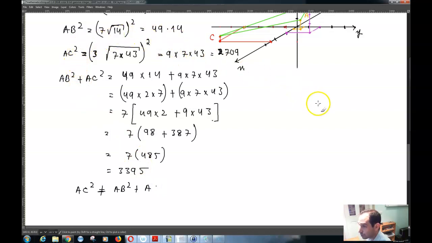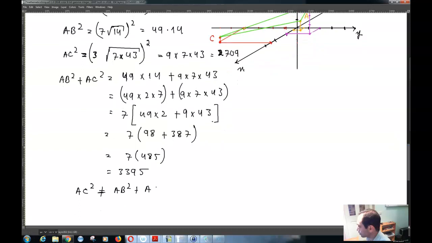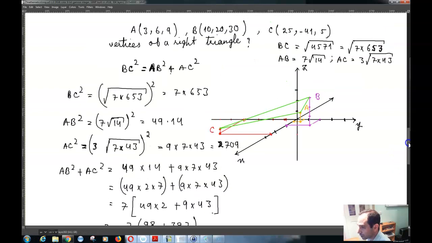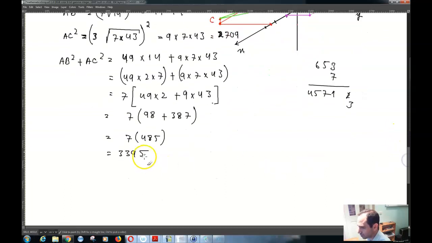No, I made a mistake over here. I'm sorry. So over here we had BC squared. BC squared is 7 times 653, which is 4571. And of course it's not equal to this number over here.